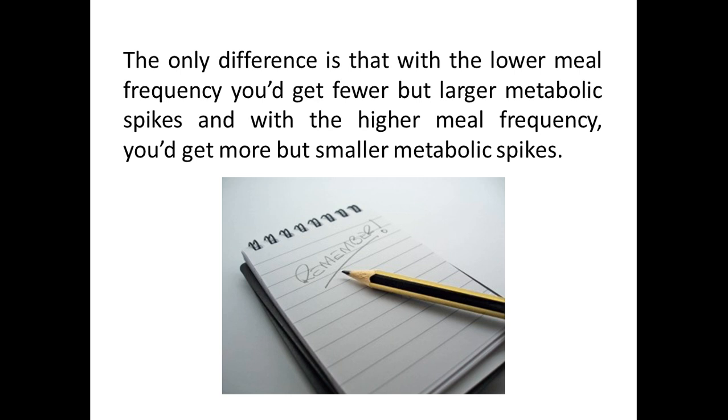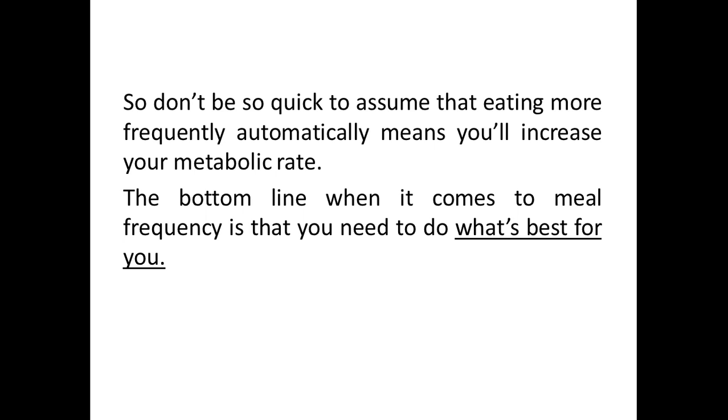With a higher meal frequency, you get more but smaller metabolic spikes. So basically, it doesn't matter how many times a day you eat. Each time you eat, the higher the calories you take in, the higher the metabolic spike. Protein has a 25% spike, so you want to focus on taking in more protein throughout the day, thus boosting your metabolism. It's not about eating frequently throughout the day, it's really just taking in the most protein. So don't be so quick to assume that eating more frequently automatically means you'll increase your metabolic rate.